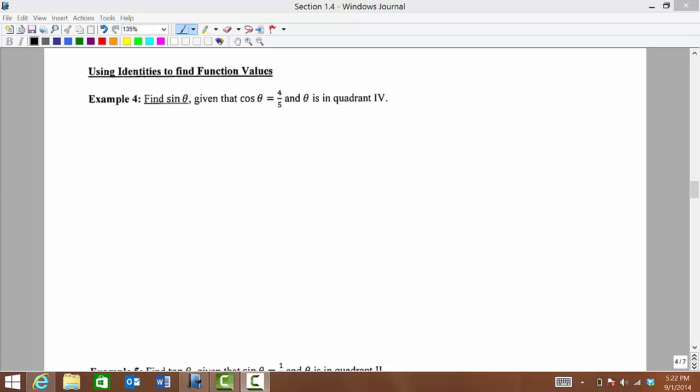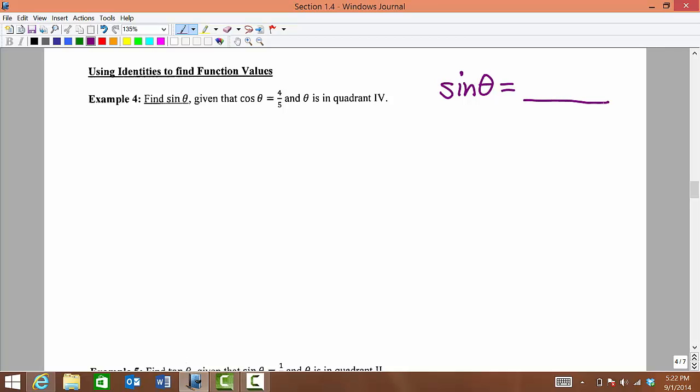Now that we know several identities, let's use those identities to find function values that we do not know. In example 4, we are asked to find sine theta, given that cosine theta is equal to 4 over 5, and we know that theta is in quadrant 4. So we are asked to find sine theta, and we know that we are in quadrant 4.